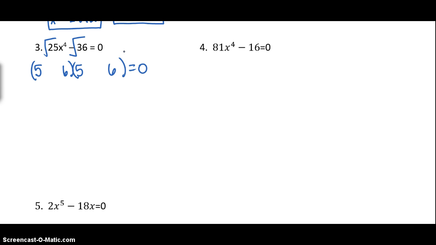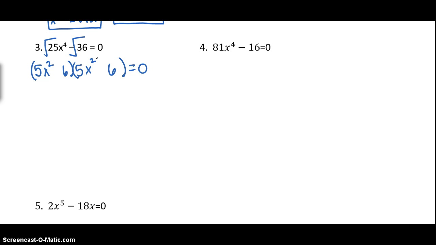And then I have students, they'll usually just stare at it kind of right here. And it's because of that x to the 4th, right? But we just discussed this. If it was an x squared, you would write an x and an x here, right? Because 5x times 5x would have been 25x squared. But this is not x squared, right? This is actually x to the 4th. So we're going to do x to the 2nd and x to the 2nd.